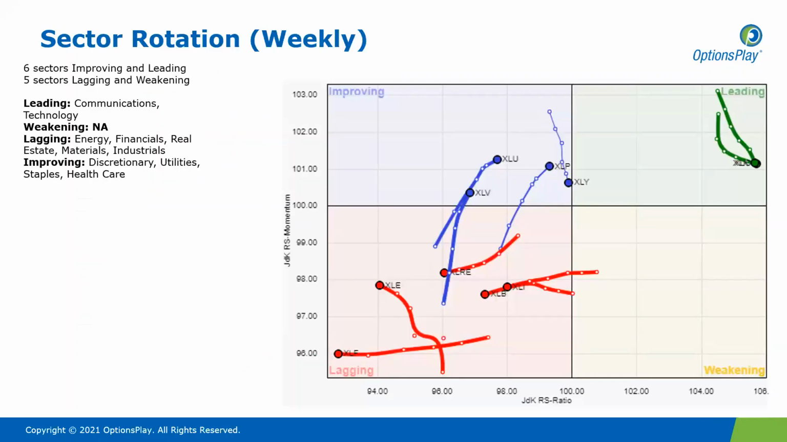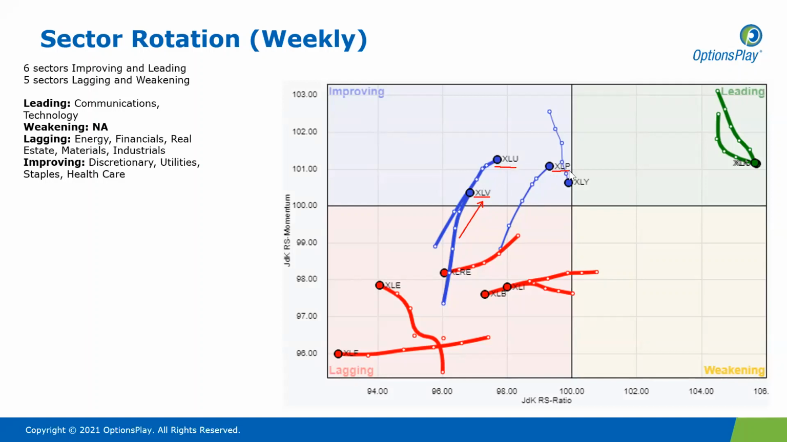Moving on to the sector rotation chart, we have 6 sectors in the improving and leading category, and we have 5 in the lagging and weakening category. So not too much of a shift. The only one that has moved from the lagging to the improving category was healthcare, which we saw coming for the last couple of weeks, right? There was an increase in momentum, and we have now seen healthcare rotate into the improving category, along with its defensive peers, utilities and staples.